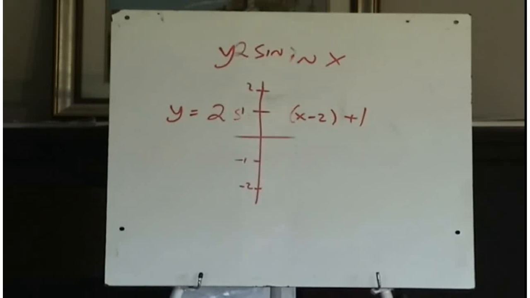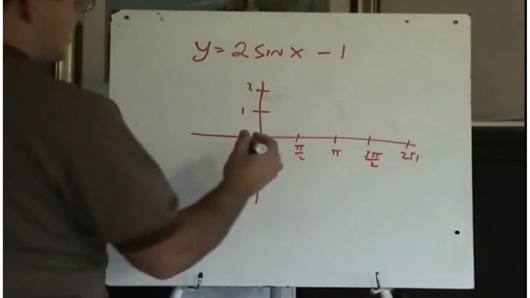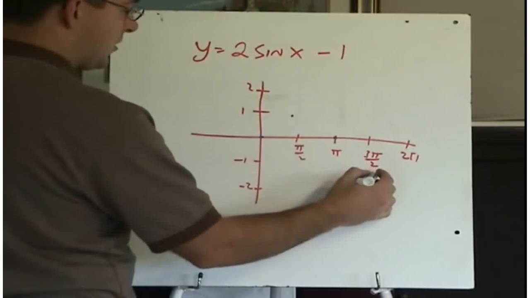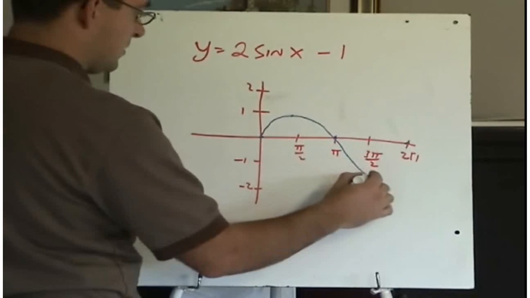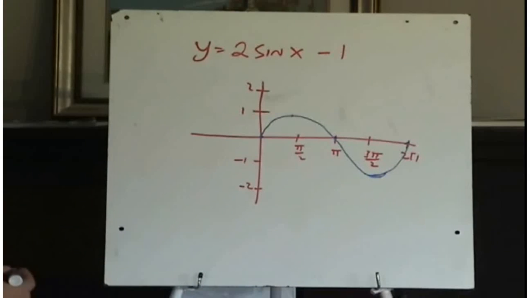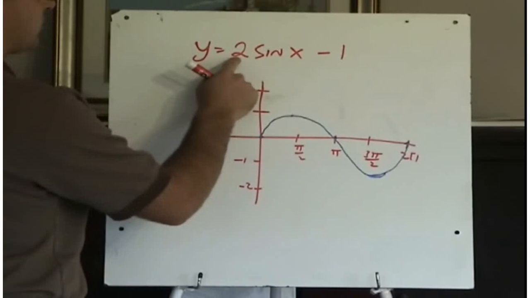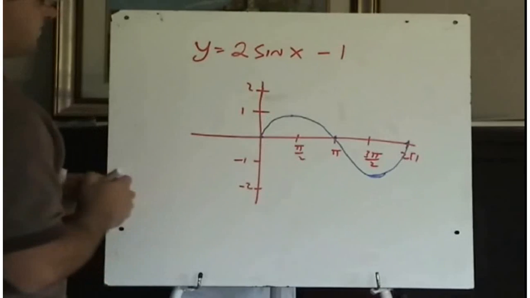We'll start with a much simpler example. Let's say we were asked to graph y equals 2 sine x minus 1. Well, we recognize that the original graph is y equals sine x. I'm just going to plot the basic graph here. Okay, so there's the graph of y equals sine x. That's the one in blue. We have two transformations here: a vertical expansion by a factor of 2, followed by a vertical translation down 1.